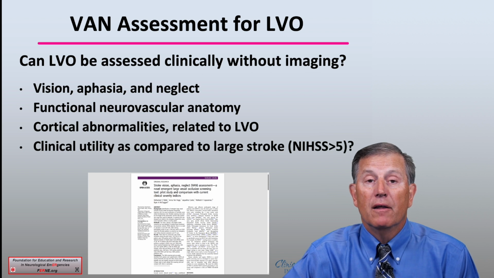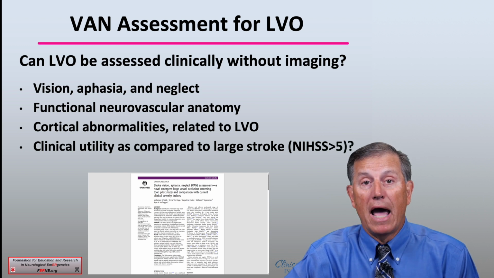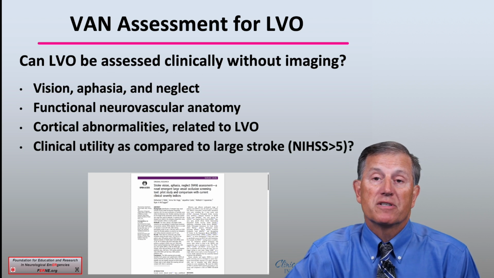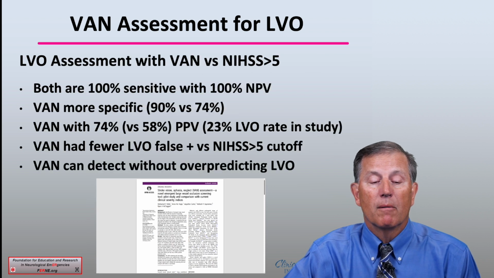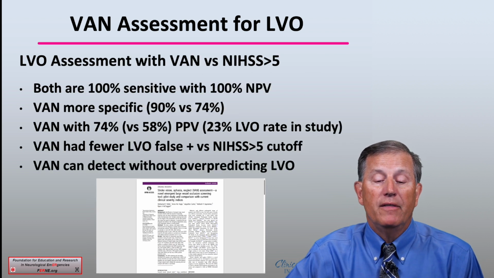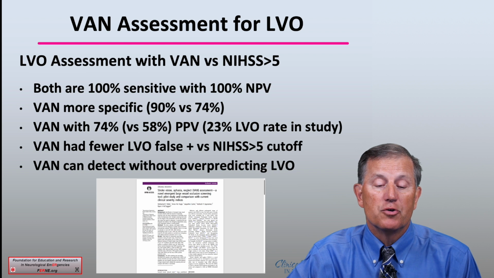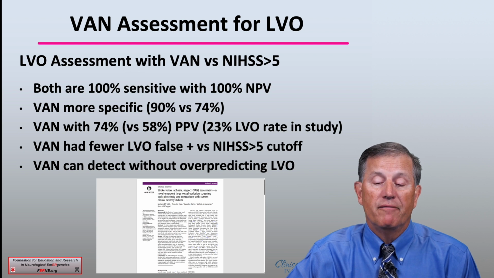And in fact, they are likely to provide some clinical utility as compared to simply saying large strokes are more likely large vessel occlusions, and by large strokes we mean NIH stroke scales greater than 5. So let's talk about this a little bit more. How do we compare the VAN assessment versus the NIH stroke scale greater than 5 for detecting a large vessel occlusion? Both of these tests are 100% sensitive with 100% negative predictive value.